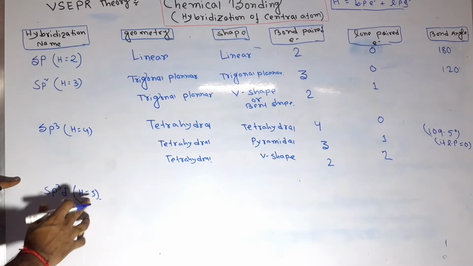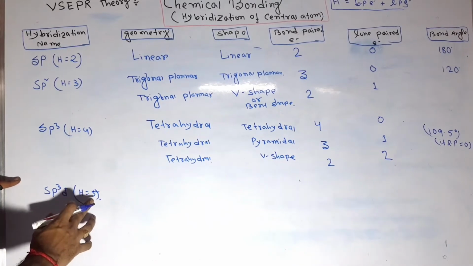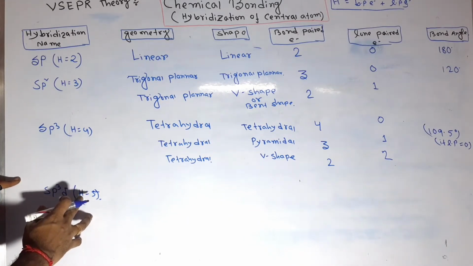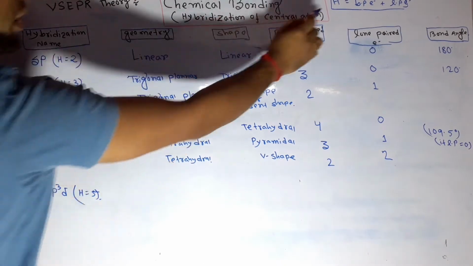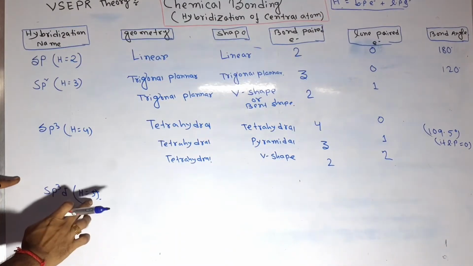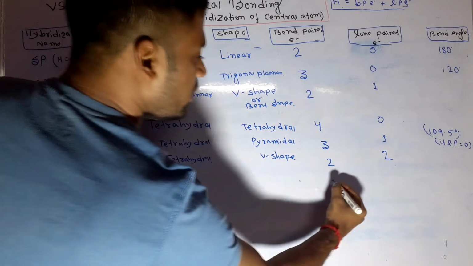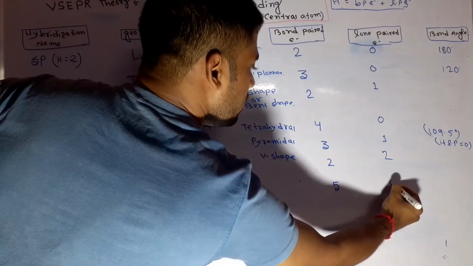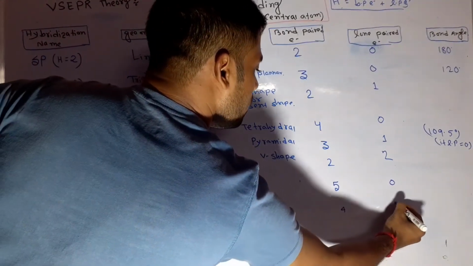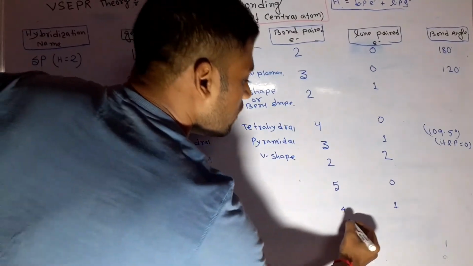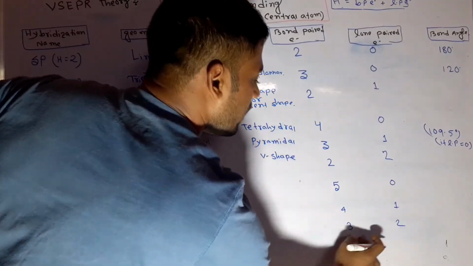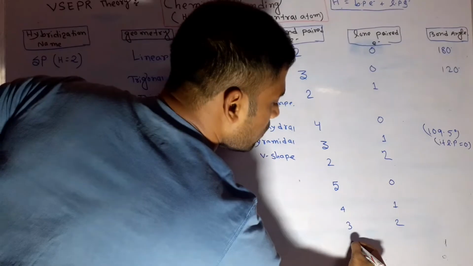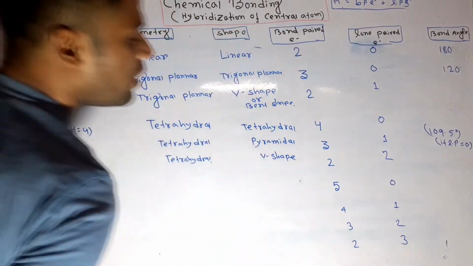What is the hybridization number 5? We can also know that the hybridization number is the sum of the bond pair electrons and the number of lone pair electrons. So the total hybridization number is 5. The possibilities are 5-0, 4-1, 3-2 and 2-3, which all add up to hybridization number 5.